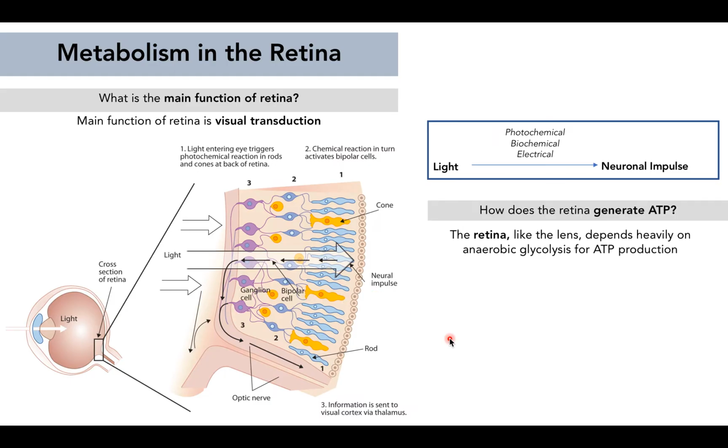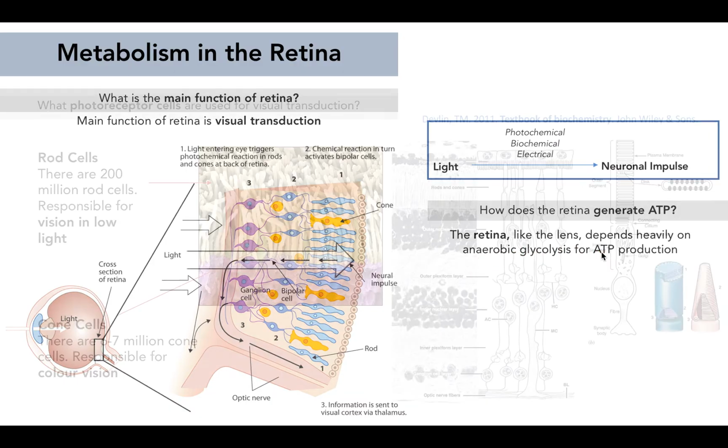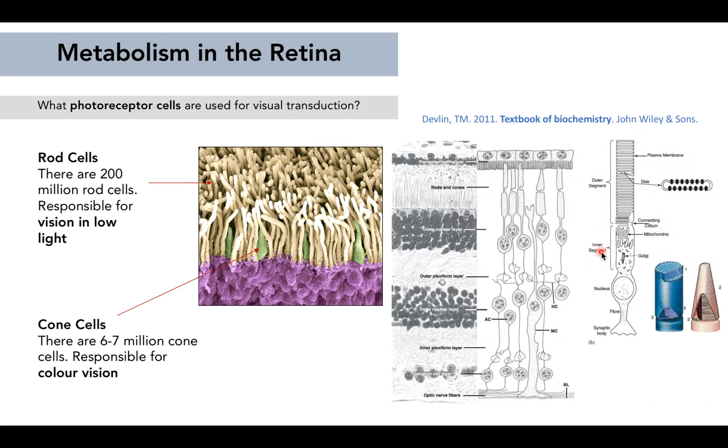Now, in order to perform this function, the retina, of course, needs energy, and the way it generates ATP is also through anaerobic glycolysis, just like the lens. We talked about photoreceptor cells. There are rods and cones. So this is a section of the retina. As you can see, this is an electron microscope image.